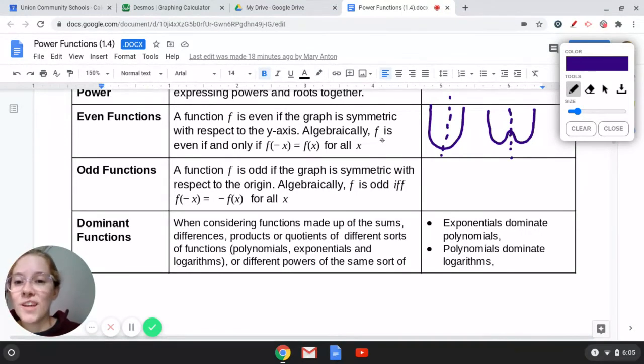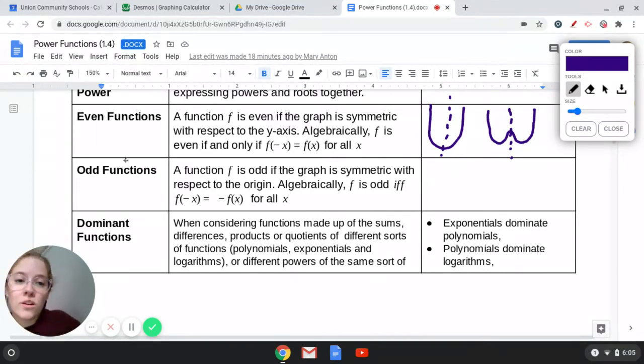Algebraically, a function f is even if and only if f of negative x equals f of x, which just means that if you plug in a positive number for x, you'll get the same number if you plug in a negative number for it. So it's even across the y.